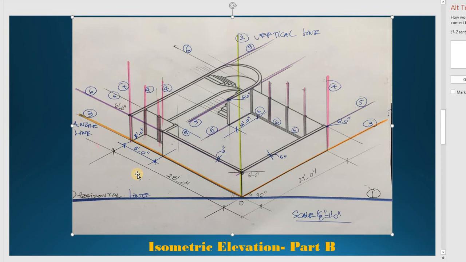After you do that, you can keep the construction line, the line very light. When you draw like this, you can leave it there, or you can erase it.